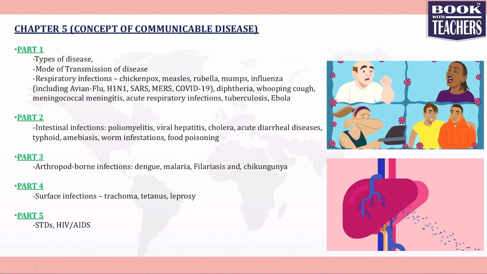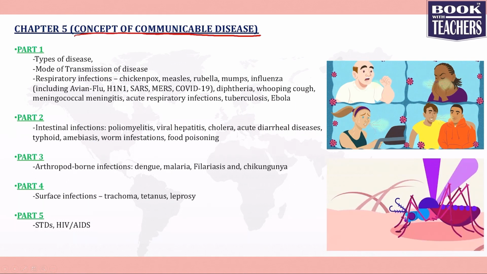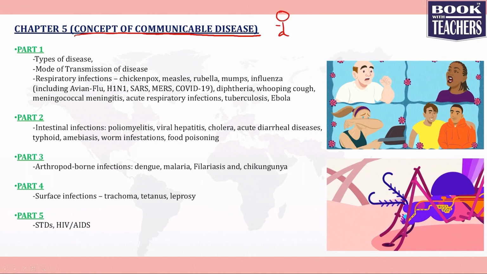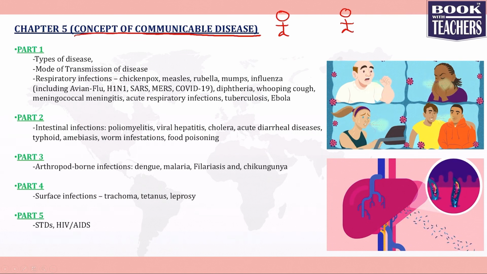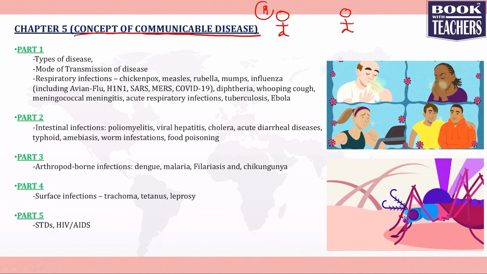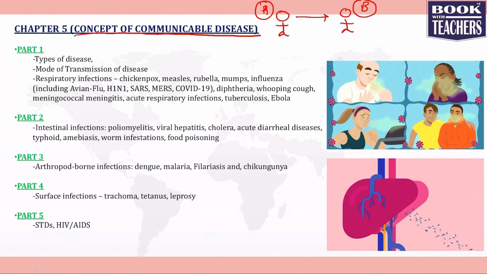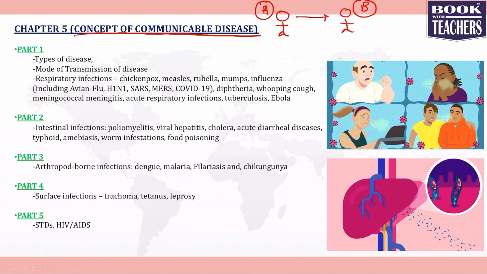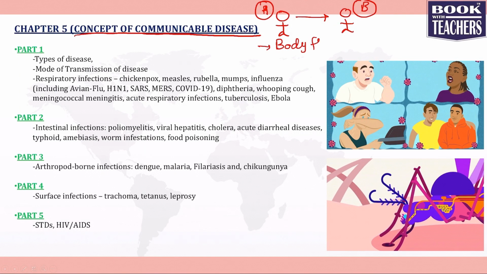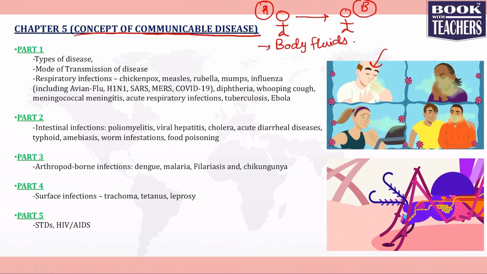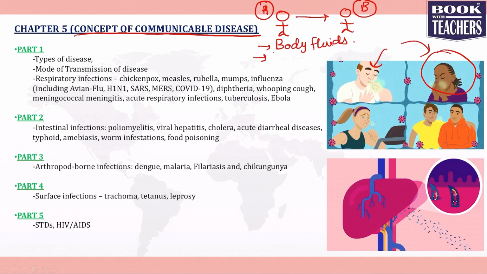Next we come to chapter 5, which is concept of communicable diseases. So now what are communicable diseases? See, in simple terms, you can understand this, that communicable diseases are those diseases which spread from an infected individual, say this person A, to a healthy individual, person B, through various means. Now some of these means or methods can be through exchange of body fluids. Like say if the infected person sneezed and you were close to them, so you might get infected by that sneeze.